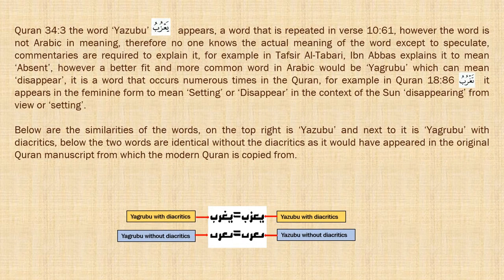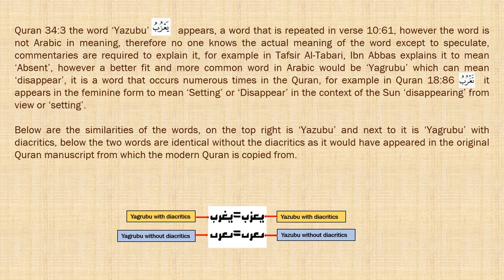In Quran 34:3, the word ya'zubu is found, a word that is repeated in verse 10:61. However, the word is not Arabic in meaning, therefore no one knows the actual meaning of the word except to speculate. Commentaries are required to explain it. For example, in At-Tabari, Ibn Abbas explains it to mean absent. A better fit, a more common word in Arabic to fit Ibn Abbas's translation would be yaghrubu, which can mean disappear, a word that occurs numerous times in the Quran.